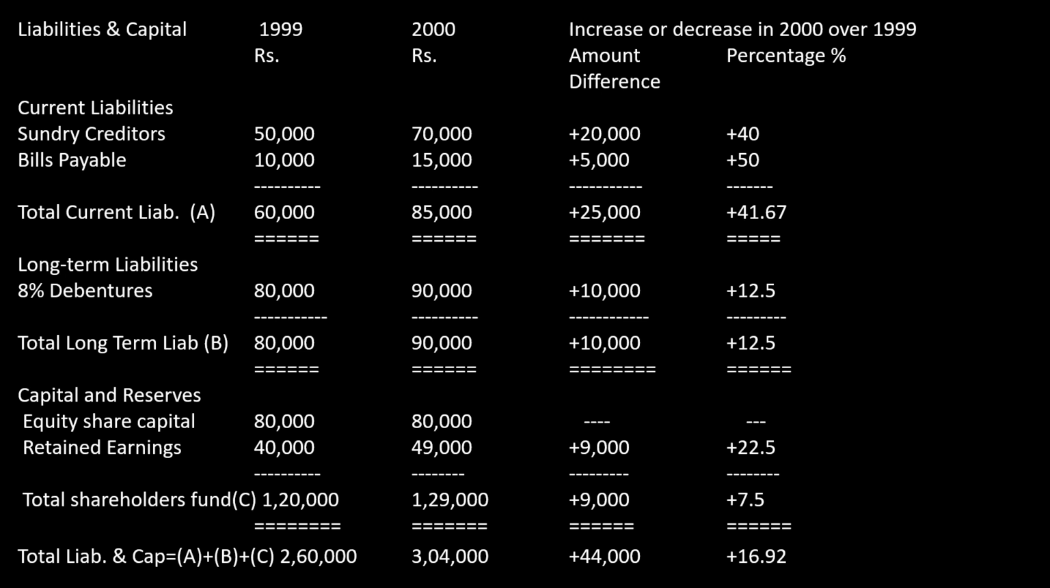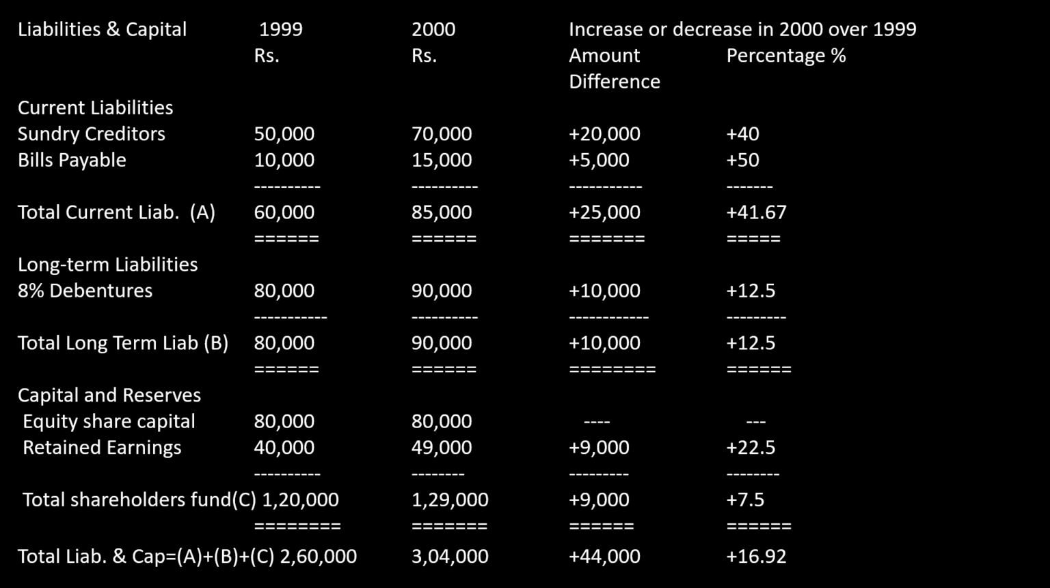It went up to 70,000 by the year 2000. Okay, what is the difference? What is the increase here? 20,000. Therefore, 20,000 by 50,000 and 100. It is nothing but 40%. Is it clear? So everything you do that way.